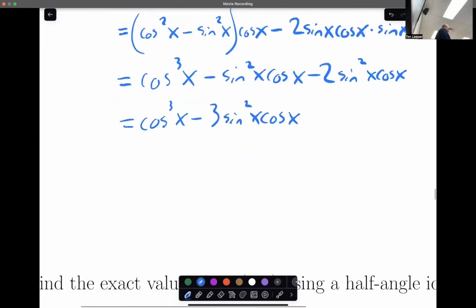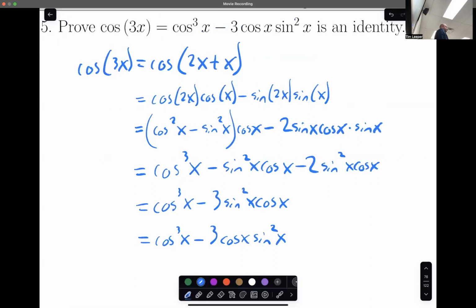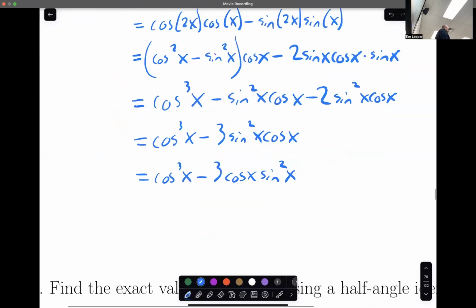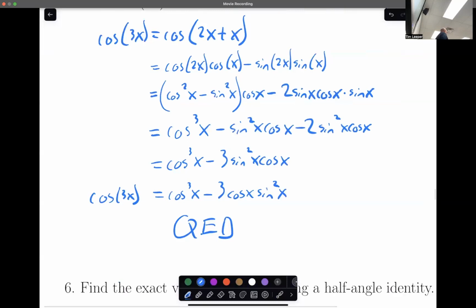And if you wanted to, you could flip that around, making that cosine cubed of x minus 3 cosine of x sine squared of x. And that should be our identity. So there we go. This is the cosine of 3x. Good deal. Any questions about that?